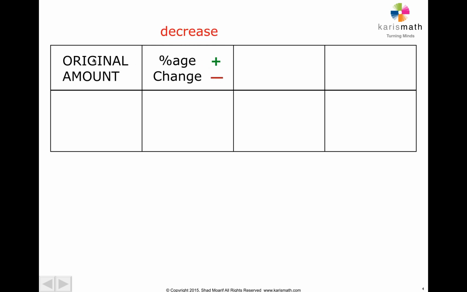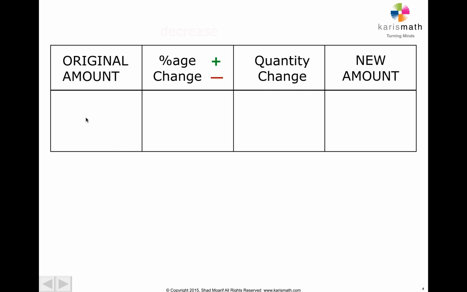So we can increase its original amount by a certain percentage, or we can decrease it. And that's the change. And when we calculate how much it is, that's the quantity by which we changed it, which means increased it or decreased it. And then we add that to the original amount and we get the new amount. Let me just show that this way.